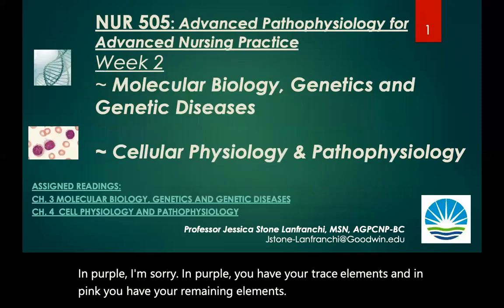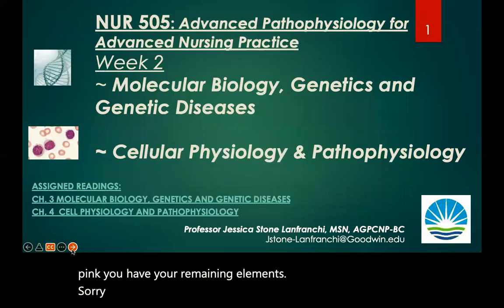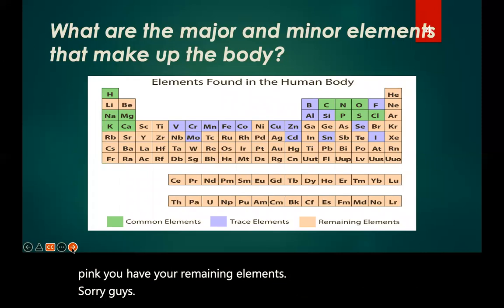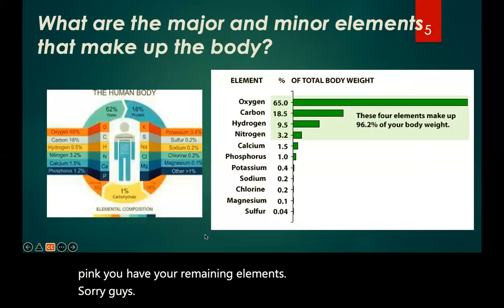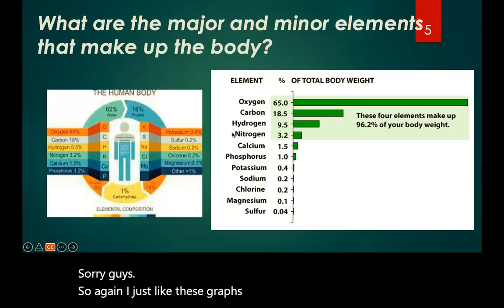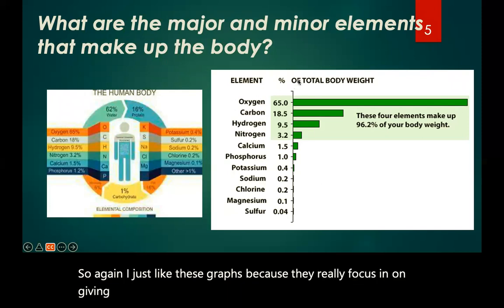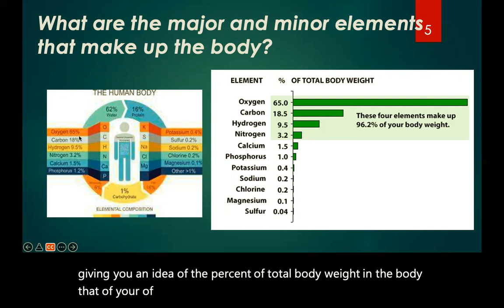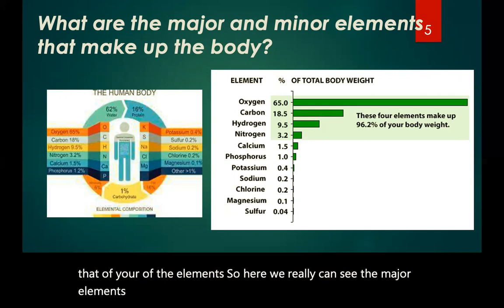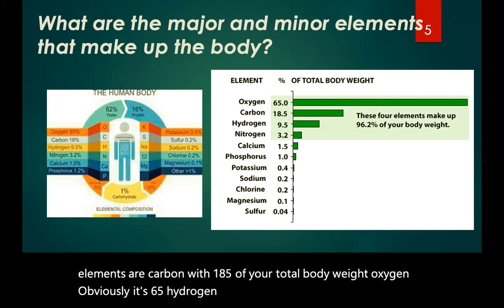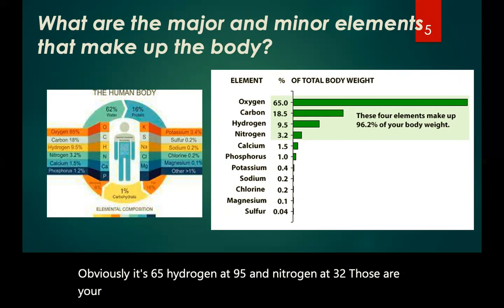Oops, sorry guys. Okay. So again, I like these graphs because they really focus in on giving you an idea of the percent of total body weight of the elements. So here we really can see the major elements are carbon with 18.5% of your total body weight, oxygen obviously at 65, hydrogen at 9.5, and nitrogen at 3.2. Those are your highest, most major elements in your body.